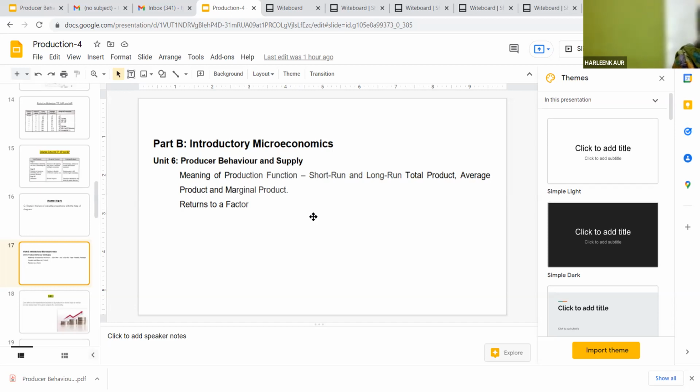Can you think of it? Think of it as if you are a producer. You want to produce a product. Then how will you define the cost for your company, for your manufacturing company? I don't know, ma'am. Okay.